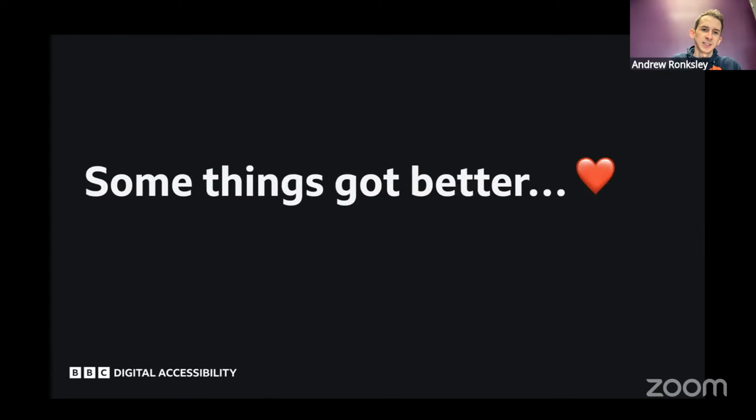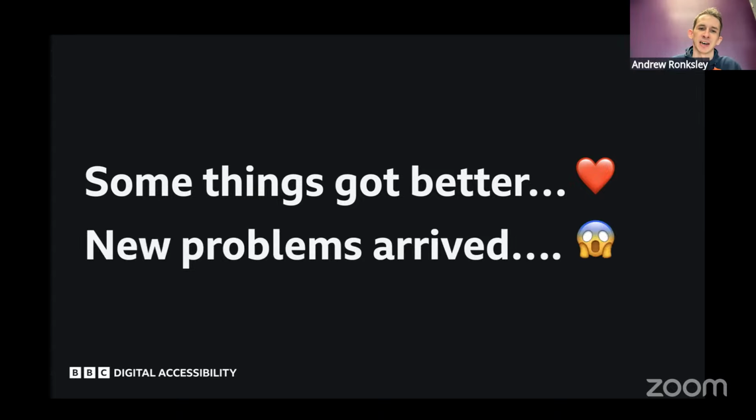A couple of headlines. Some things got better with Liquid Glass and Material Design 3 Expressive. I think Liquid Glass in particular has taken a lot of heat from the accessibility community, and I think a lot of that is justified. I've got one example of something where I think it has got a bit better though, just to try and be a bit optimistic. But then definitely new problems have arrived as well. So a couple of emojis on this slide as well. Red hearts for things that got better, and then the shocked face for new problems that have arrived.